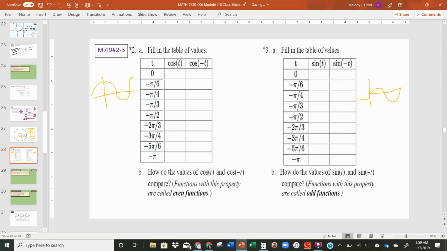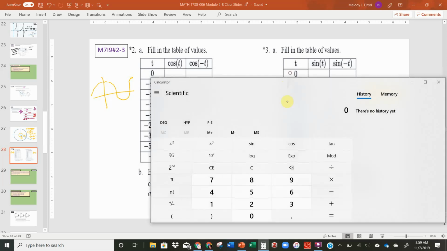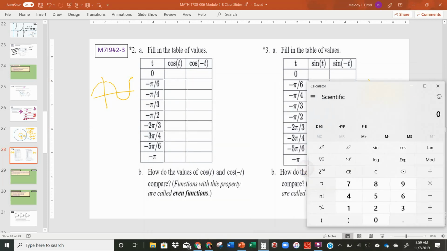So what I want you to do is find these output values. We've got cosine of t is what we're looking for, and t is 0 and negative pi over 6 and negative pi over 4 and negative pi over 3, etc. I want you to find the cosine of each of these angles, and then the cosine of the negative of those, which would make them positive. So, for example, if we looked at the cosine of negative pi over 6.